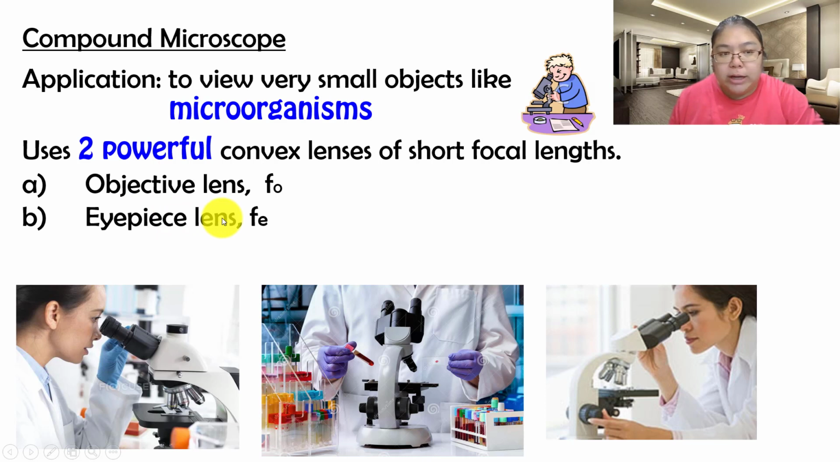So that means the objective must be in front, near the object. The eyepiece must be put behind, because you want to focus on the object first, and later you can see the image. Now I want to explain about powerful. Powerful means the focal length becomes shorter, is it? But they still have a little bit of difference, maybe small only.